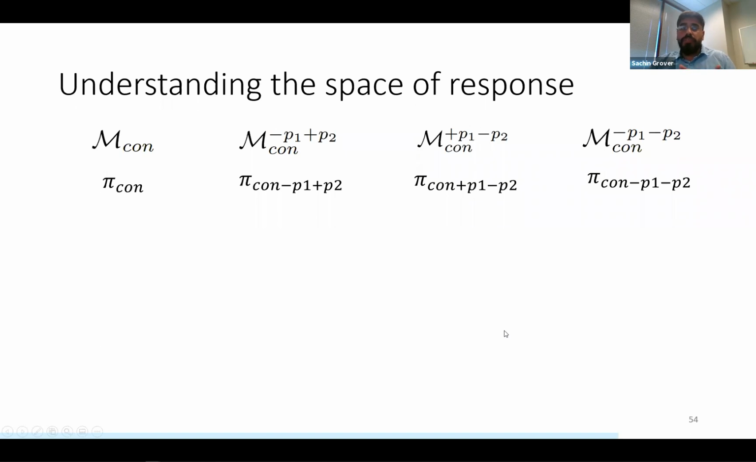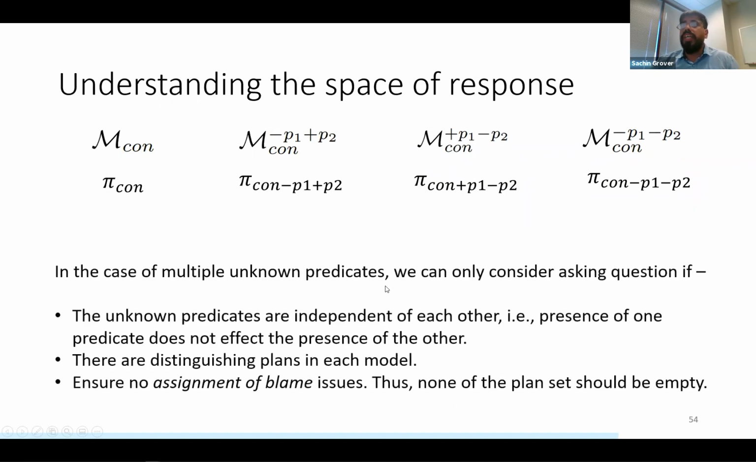To take this a step further, what if there are two constraints that an agent is trying to ask about? Then it becomes a little trickier, because the robot needs to ensure that the question is such that all of these plans exist. If there is failure due to either of the constraints, then there would be two subsets of the model that would exist, and it would again require two questions instead of one, which we have already discussed. So, to ensure there are no assignment of blame issues, the plan set should not be empty. Only then can the robot question about multiple unknown predicates.